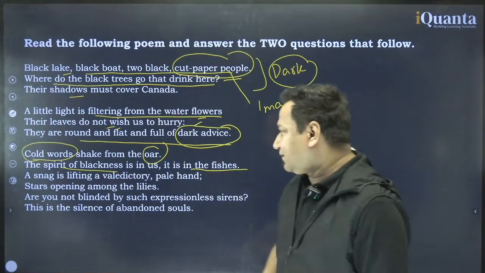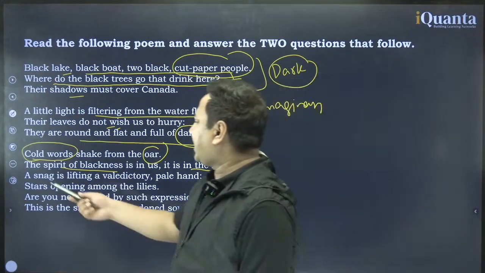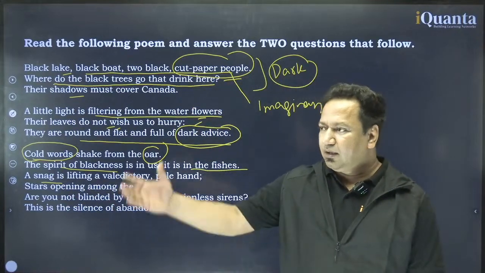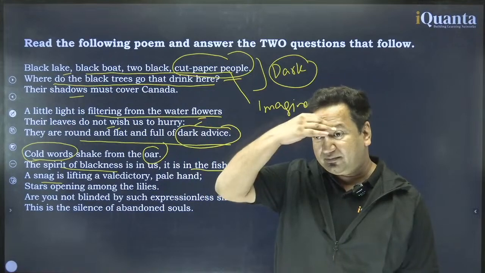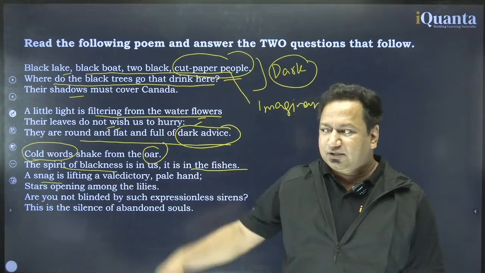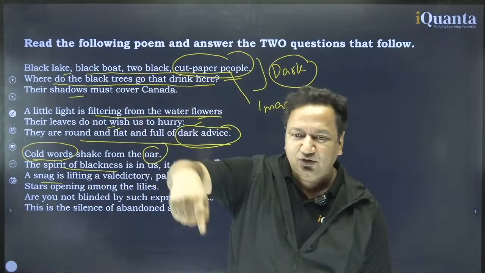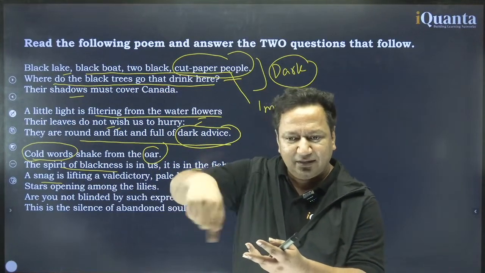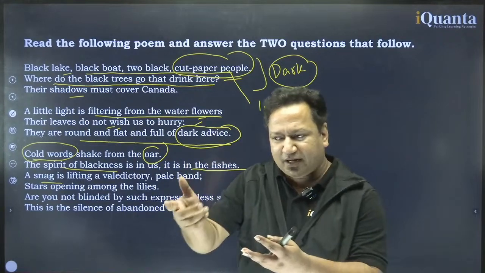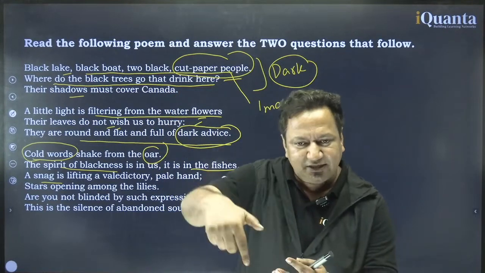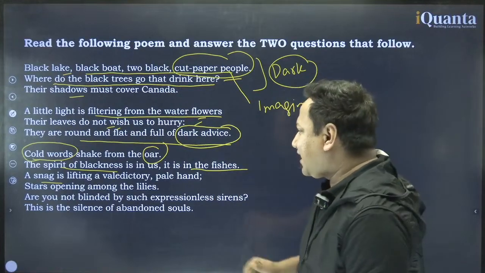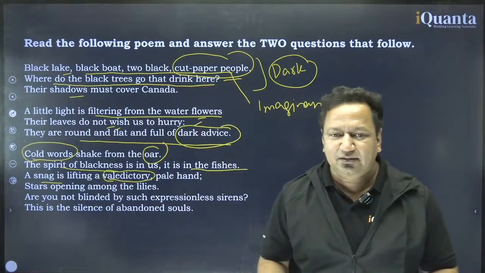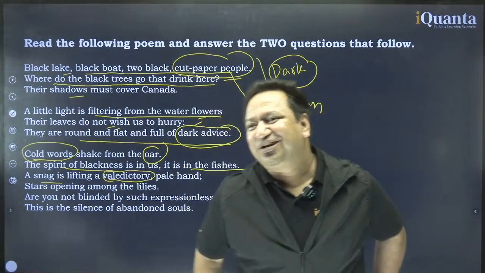Tanisha, thanks for that. "A snag is lifting a valedictory pale hand." What is a snag? If you have seen any kind of river in the mountains or in the forests, a tree branch which hangs down and touches the water. Have you seen that? That's a snag. It can be a tree branch, or something hanging and touching the water. And the snag is lifting a valedictory. What is valedictory? It is a farewell. A farewell. So what is happening here?